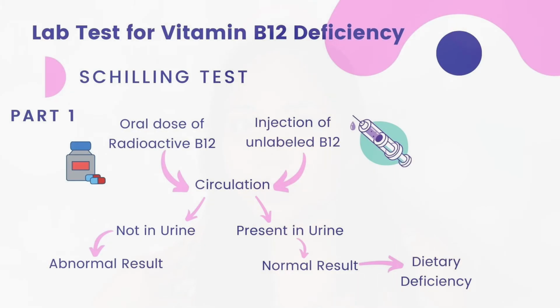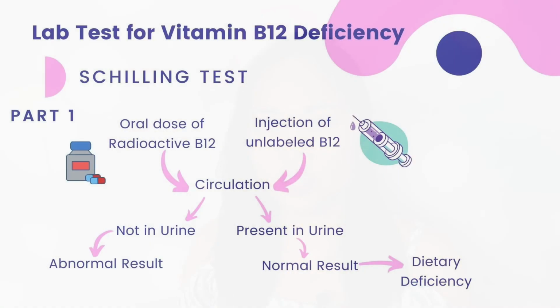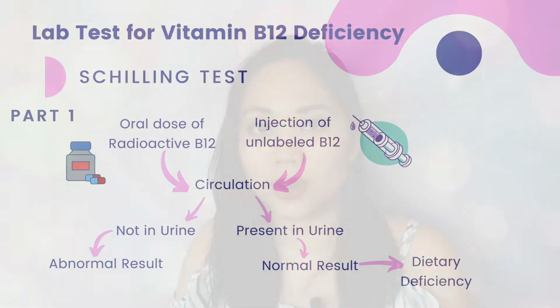And since your receptors are all saturated through the intramuscular injection, if you effectively absorbed the oral dose that's radioactively labeled, through your stomach and out through your urine, that means there's just a dietary deficiency. So you just are not having enough vitamin B12 in your diet. If it doesn't show up in your urine, that means it's an abnormal result, because it didn't go through your stomach, into your duodenum, into your ileum. Remember, I talked about the transport and metabolism earlier. So that's how it should have been.